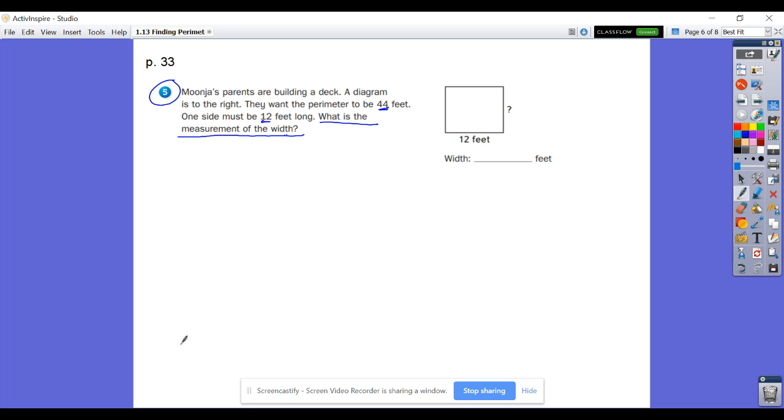So we have a formula for perimeter. I'm going to use the formula for this one to say P equals 2 times length plus width. So go ahead and write that on your page. P equals 2 times length plus width. You with me so far?